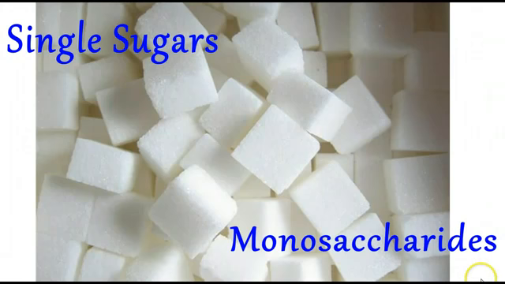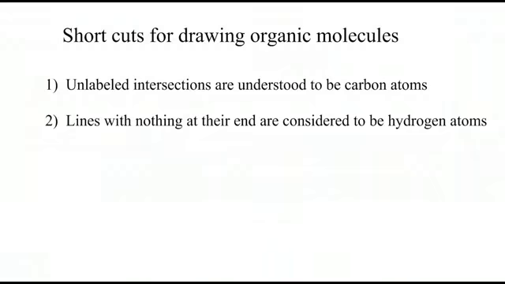So these are single sugars, and you're going to see that they have single rings, which is why I call them single sugars. Let's review briefly the rules for drawing these, especially the shortcut rules. First of all, you don't have to put all the carbons in. Any intersection is understood to be a carbon. Any other atom has to be noted, but not carbons. Also, a quick way to draw hydrogens is just to leave lines hanging in space. Any line sticking out of a molecule we assume is a hydrogen.